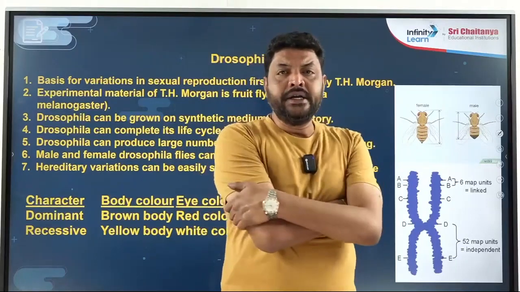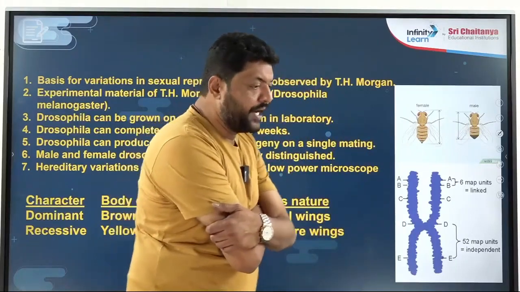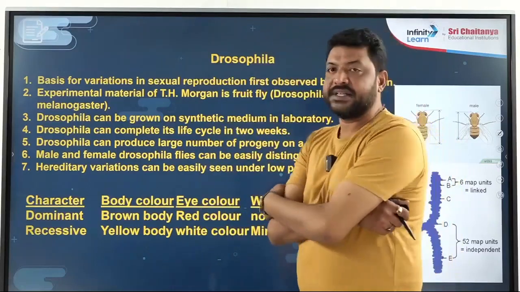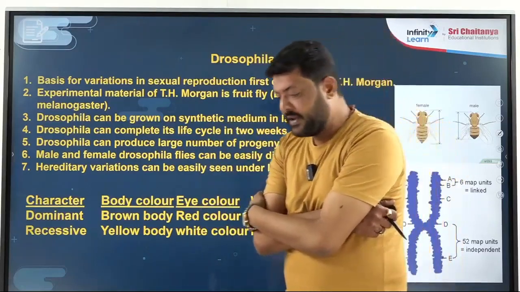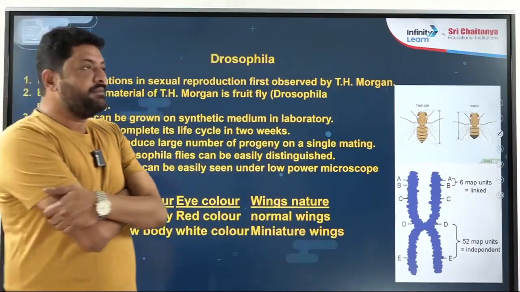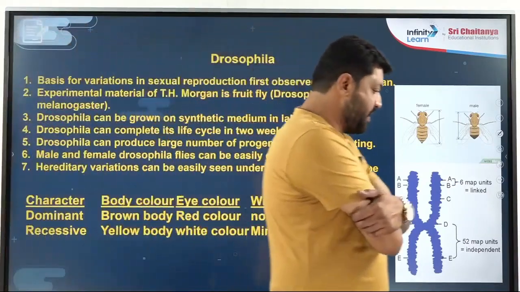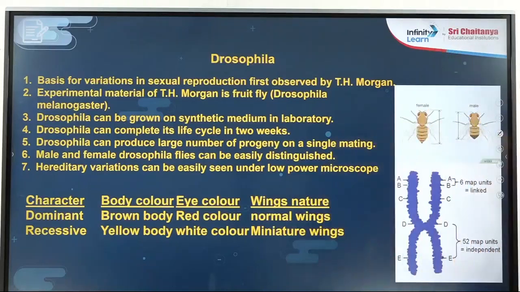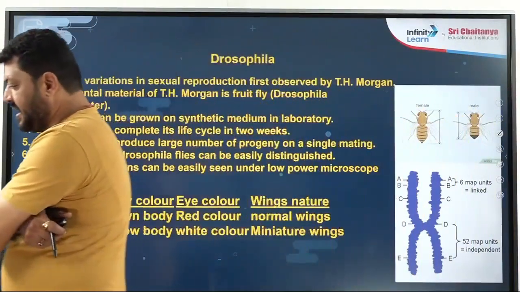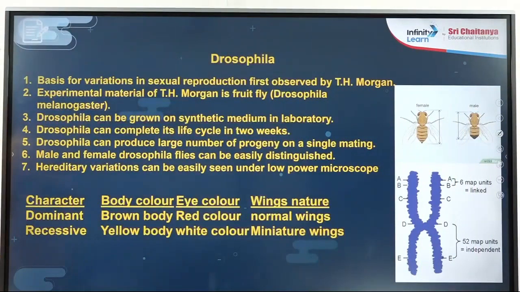But taking T.H. Morgan, the experimental material is Drosophila melanogaster, which is called the fruit fly. So in this regard, I would like to say Gregor John Mendel is the father of genetics, and Pisum sativum is the mother of genetics. And T.H. Morgan is the father of experimental genetics, and Drosophila is the queen of genetics.